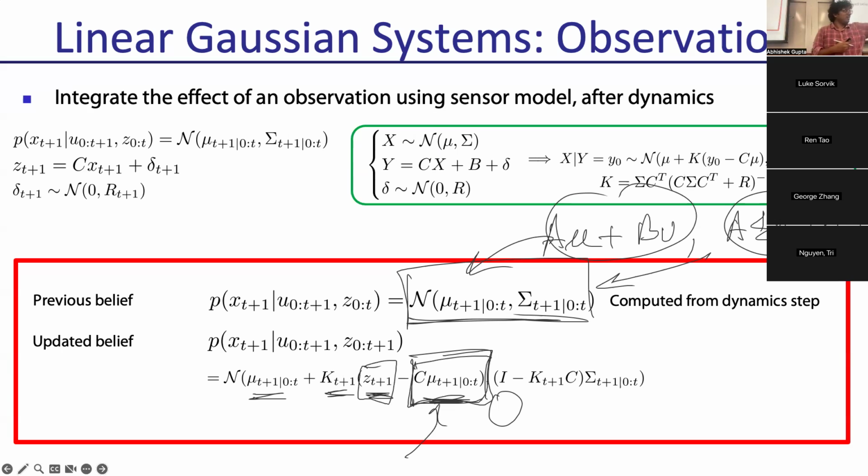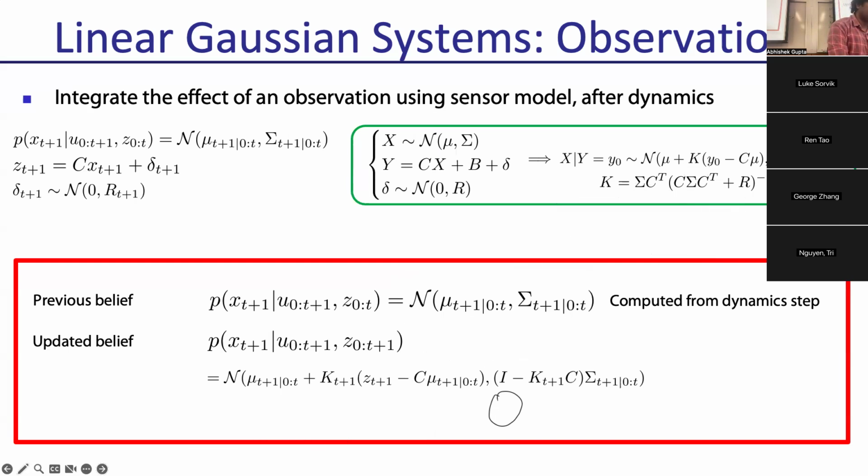So I had a previous mean. What I got didn't exactly match what I expected to get. And so I interpolate between what I got and what I expected to get, using that K to modulate, right? So this is literally an interpolation, which is saying it's (I minus KC) times mu plus K times z, right? So you can think of it as interpolating between mu and Kz. It's like saying that you're trying to use the difference between what you got and what you expected to get to adjust the mean. Right? So that's the first step.